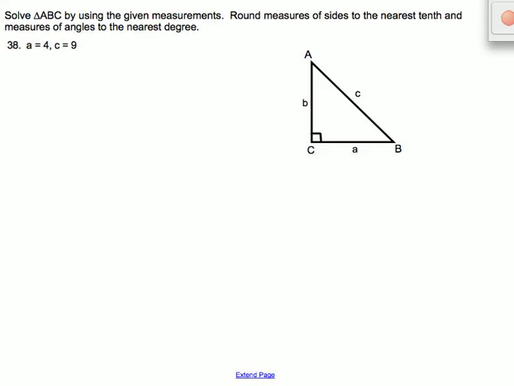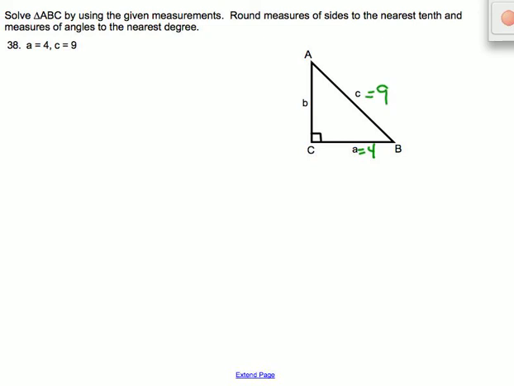The last one I want to do for this section is solving a triangle by using the given measurements. Always use the given measurements to solve it. Round measures of sides to the nearest tenth and measures of the angles to the nearest degree. Remember when you were labeling a triangle, side A is opposite of angle A, side B is opposite of angle B. So make sure you're carefully labeling it. So A is equal to 4 on this one. C is equal to 9.